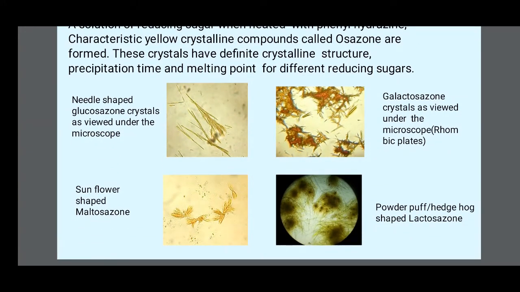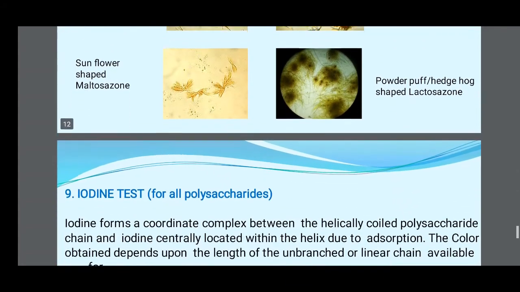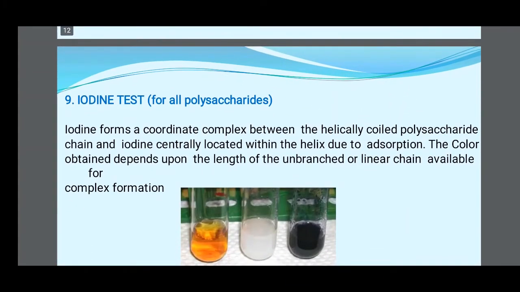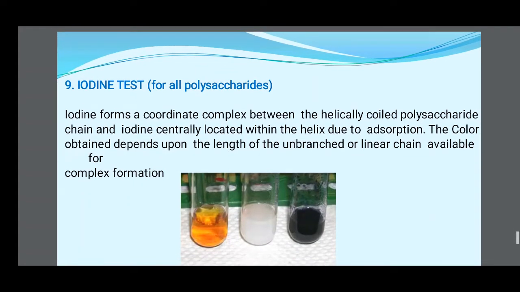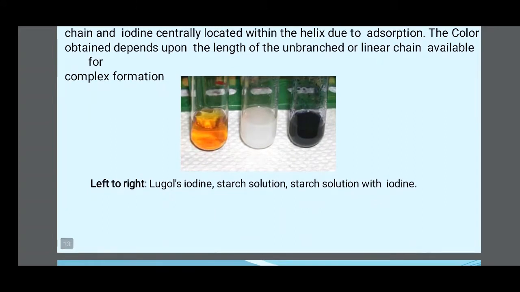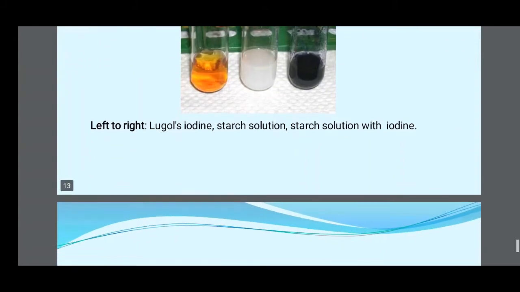Then four different types: maltosazone, glucosazone, then lactosazone and galactosazone. Then iodine test for all polysaccharides. Iodine forms a coordinate complex between the helically coiled polysaccharide chain and iodine centrally located within the helix due to adsorption. The color obtained depends upon the length of unbranched or linear chain available for complex formation. Left to right, Lugol's iodine, starch solution with iodine.